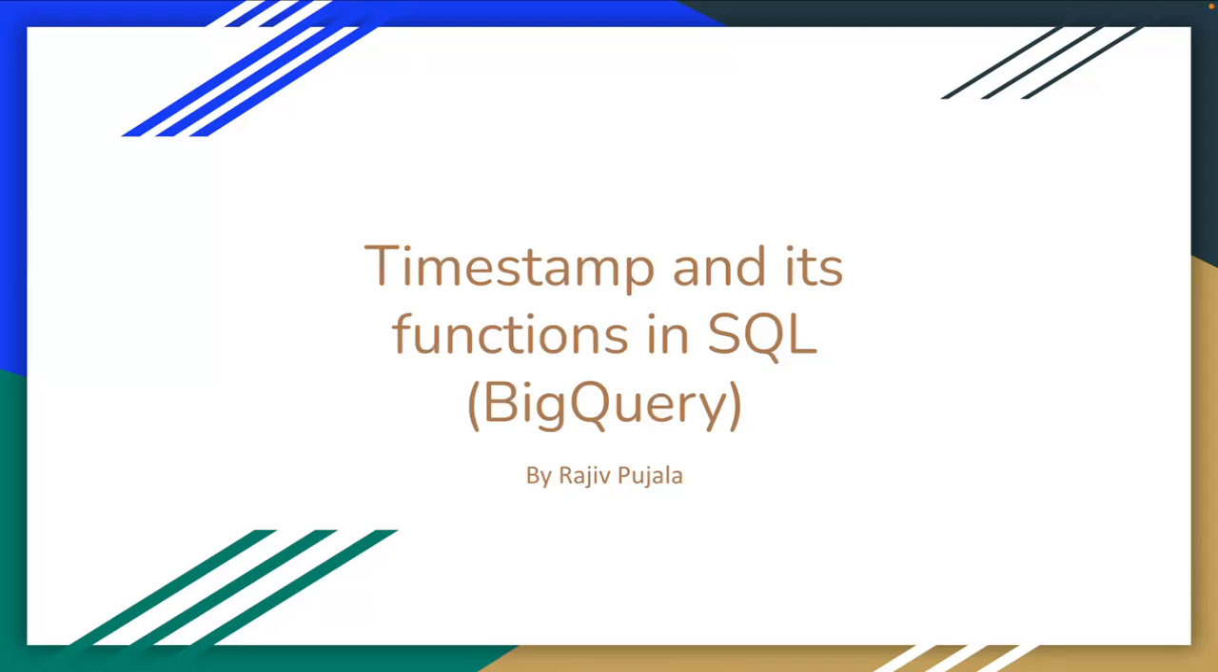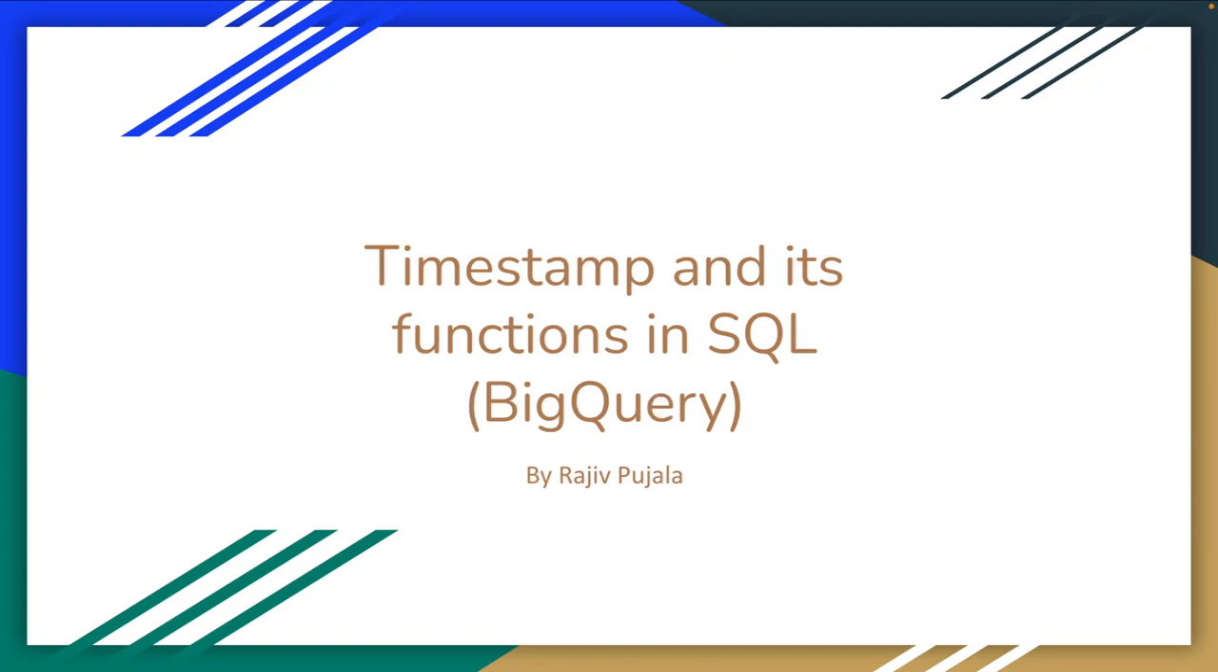I'm Rajivpujala. In this video, let's talk about the timestamp and see the different functions that timestamp offers to us. What is a timestamp? The timestamp function in BigQuery is used to convert a date time or a string value into timestamp values. This can be useful when working with different time formats or if you need to convert dates and times into the universal timestamp format, which includes both the time and the date with time zone information.